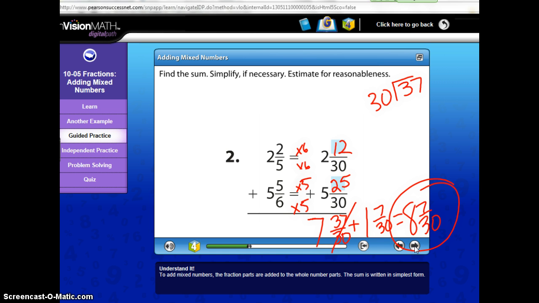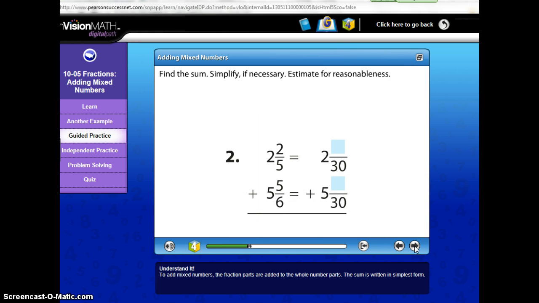Yeah, what is that estimate? We're not going to worry about that. Well, basically, estimating for reasonableness means 2 and 2/5 is about 2. 5 and 5/6 is about 6. So 2 plus 6, our answer should be somewhere around 8. So estimating is just, if you think about that before you do the problem, then you know about what your answer should be.